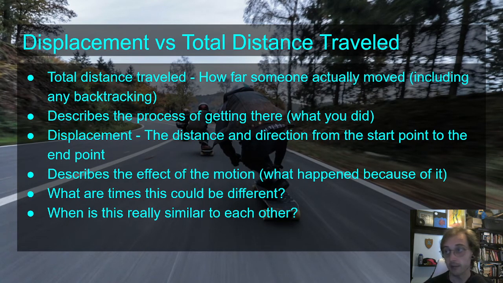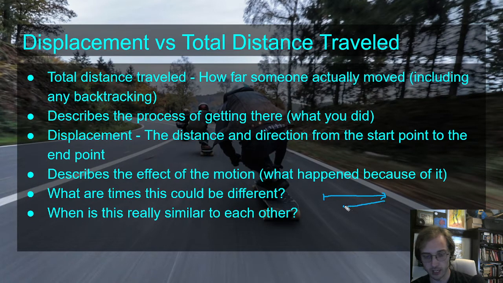So big times where this could be different are anytime that someone turns around. So if you start in a location and you go forward and then you go backward by an amount, in the blue we've highlighted a circuit of what would be your total distance traveled. So let's say this is 3, this is 2, your total distance traveled would be 5. Whereas your displacement would only be 1 because you wound up 1 to the right of where you started. So that would be a time when they would be different.